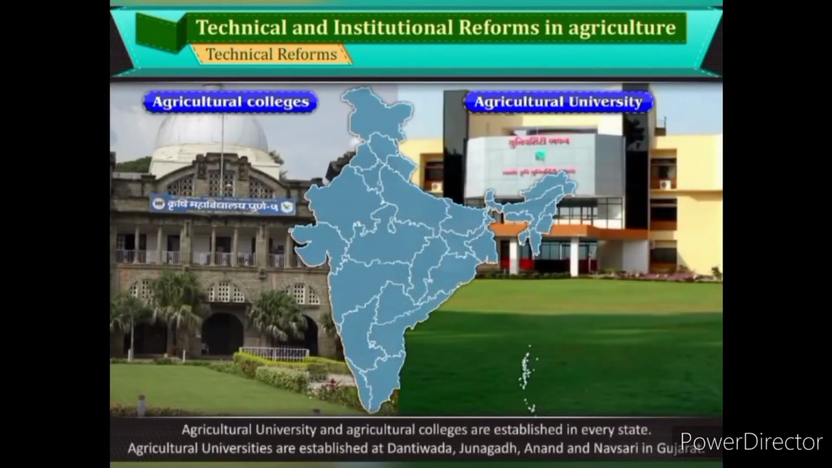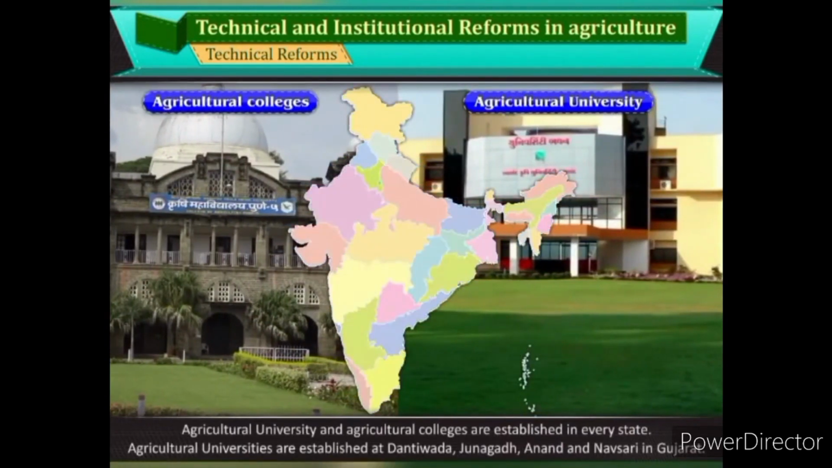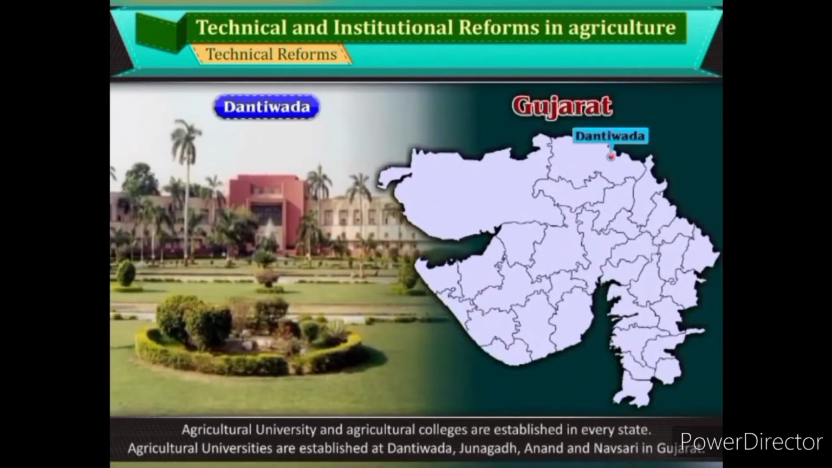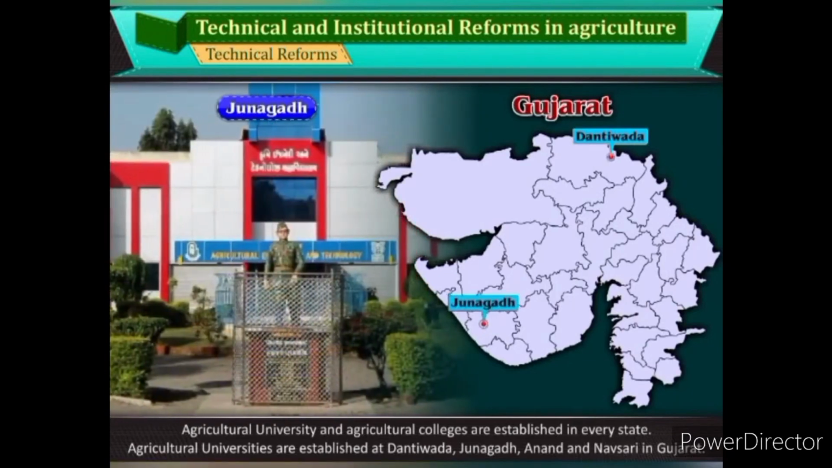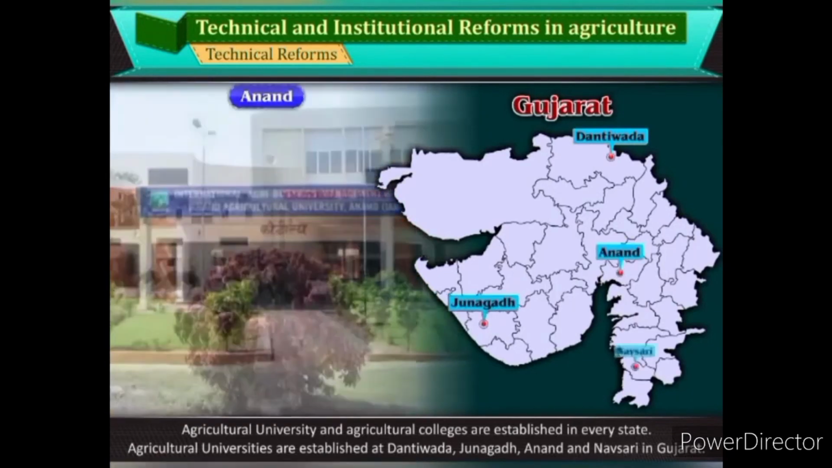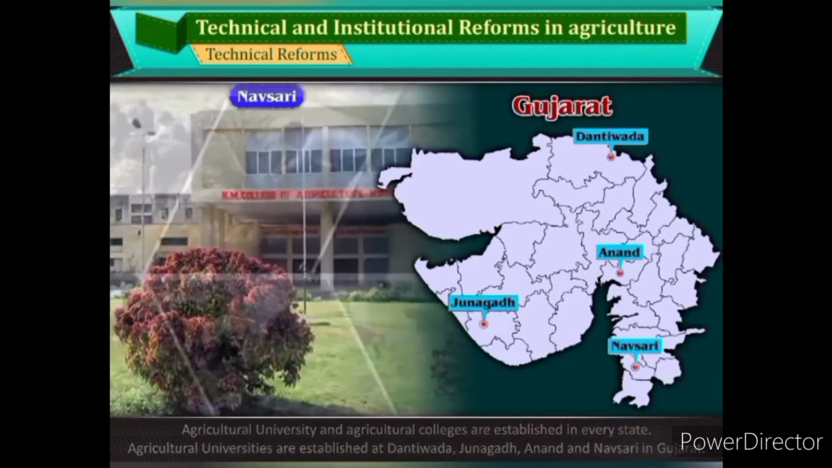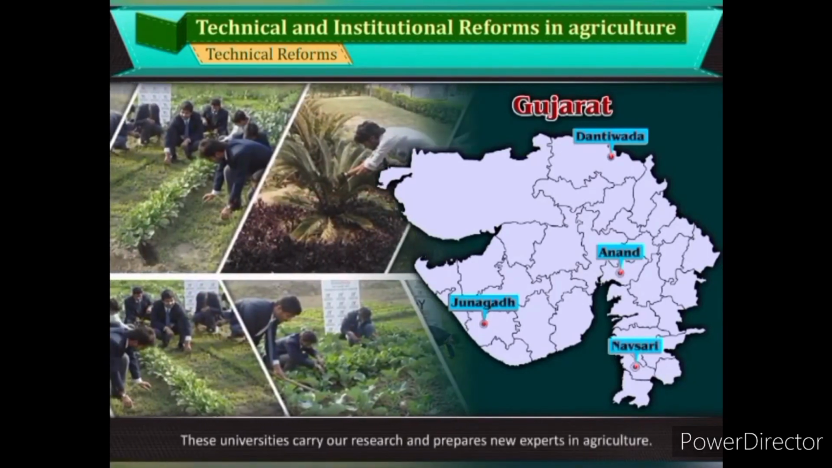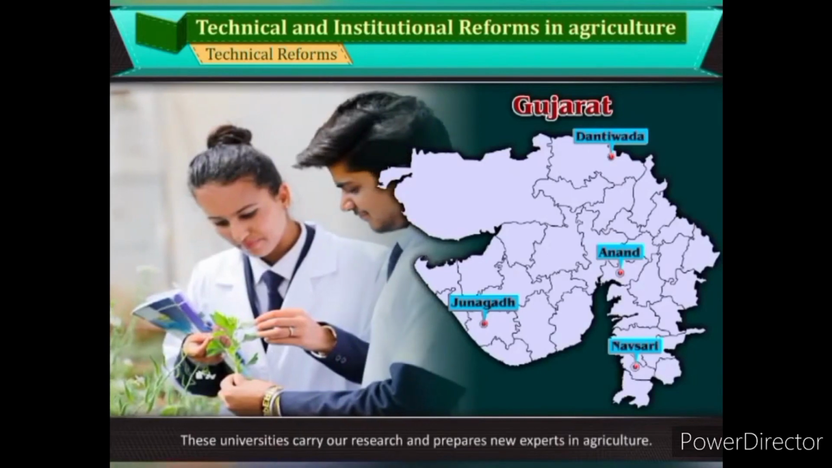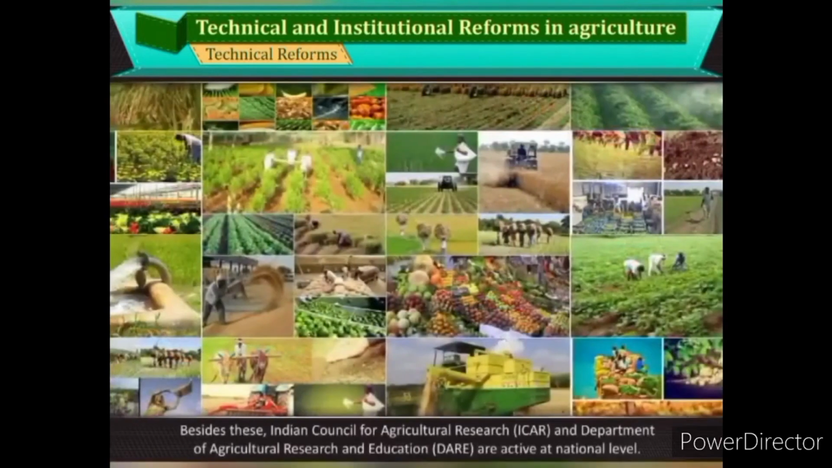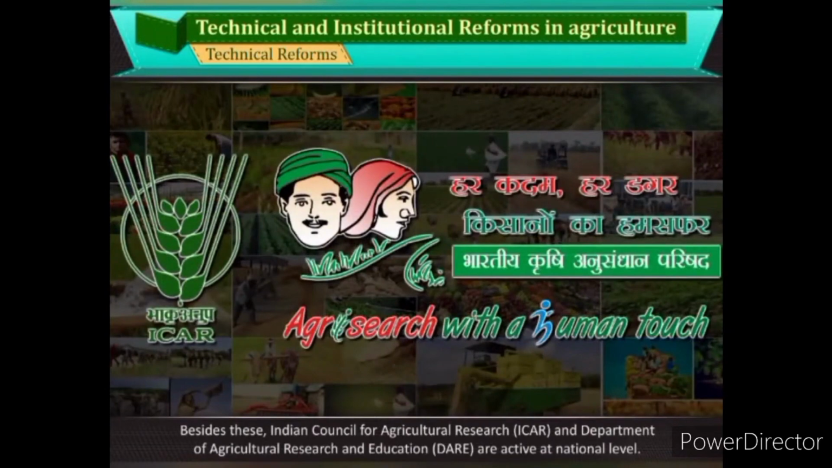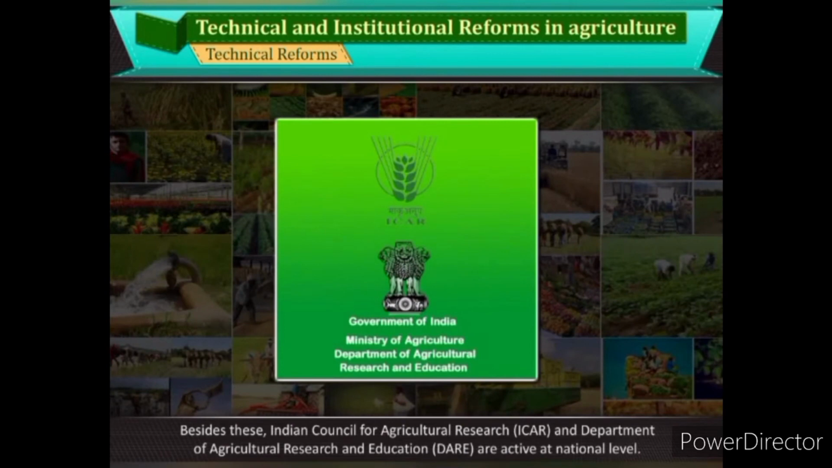Agricultural university and agricultural colleges are established in every state. Agricultural universities are established at Dantiwada, Junagadh, Anand and Navsari in Gujarat. These universities carry out research and prepare new experts in agriculture. Besides these, Indian Council for Agricultural Research or ICAR and Department of Agricultural Research and Education or DARE are active at national level.